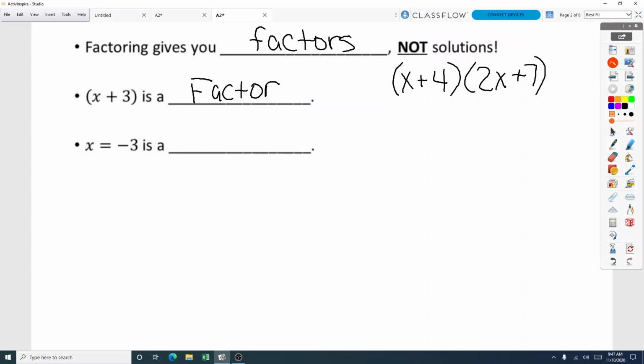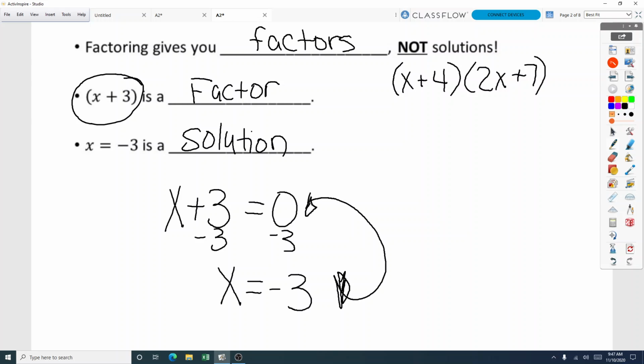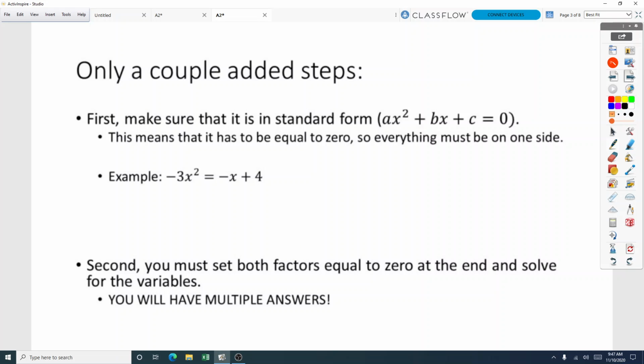Now, if I say something like x equals negative 3, that is what we call a solution. So what happens is I take this factor, this x plus 3 factor, and I set it equal to 0, and I just solve it to get a solution of x equals negative 3. So I'm able to go from factors to solutions, and that's what we're going to do today. So we're going to have to do a few things. We're going to have to factor, then we're going to have to find the solution. Now, there's only a couple added steps that we have to do.